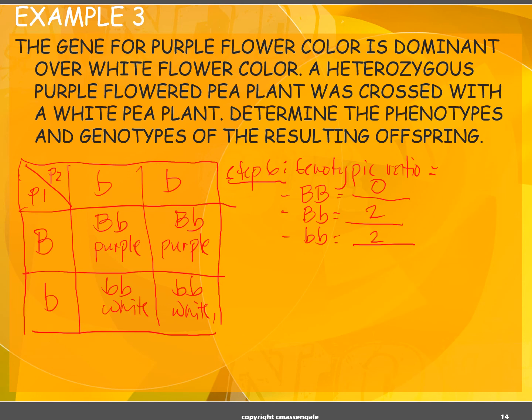So, our genotypic ratio is, we can disregard 0, no? So, the answer is 2 is to 2. Pwedeng ganyan na or pwedeng idagdag nyo rin yung 0: 2 is to 2 is to 0. So, that is our genotypic ratio. Okay? And then last, step number 7 for the phenotypic ratio.